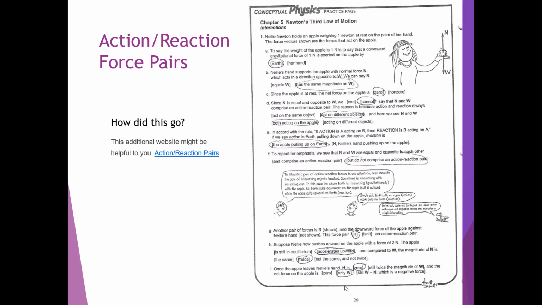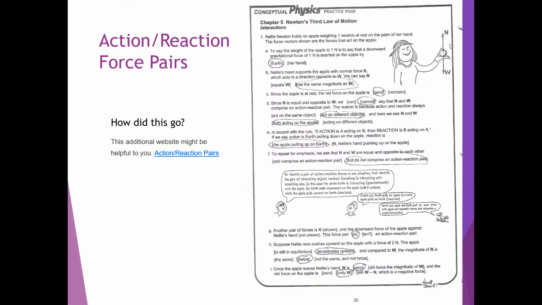Suppose Nellie now pushes upward on the apple with a force of 2 newtons. The apple, will it still be in equilibrium? No, it's going to accelerate upwards. And compared to W, the magnitude of N is going to be twice that because it was 1 Newton. So it was 1 Newton down and it would be 2 Newtons up and they would no longer be balanced. And so therefore it would start accelerating upwards.